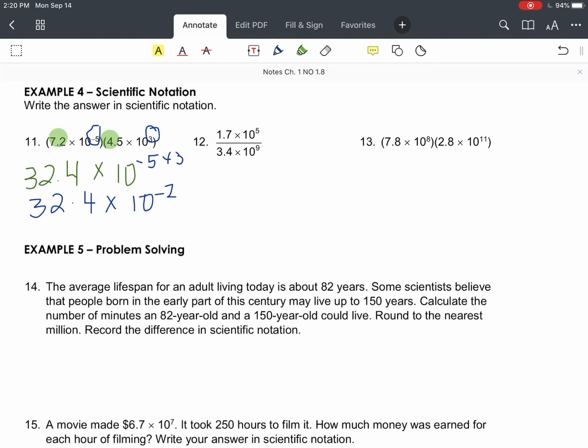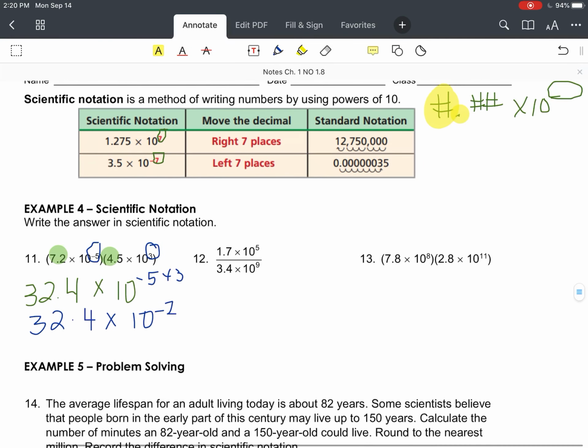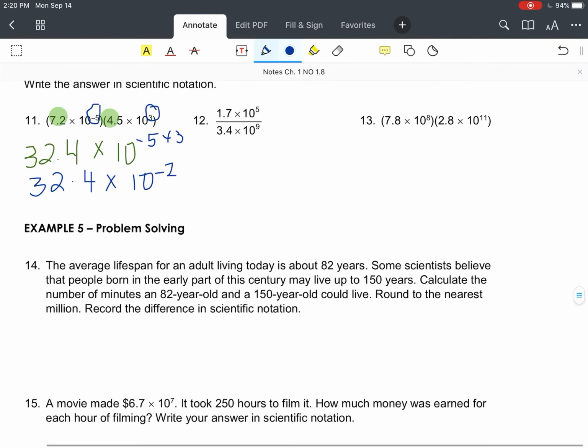Now, as I said above, scientific notation is always in the format of one number and then the decimal. Here we have two numbers before the decimal. So we're going to need to move this decimal here between the 2 and the 4. We're going to need to move it 1 to the left to get 3.24.